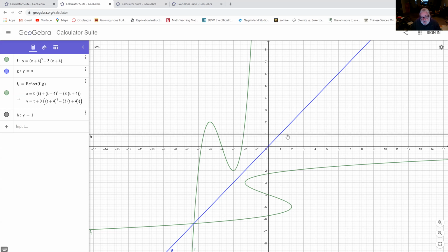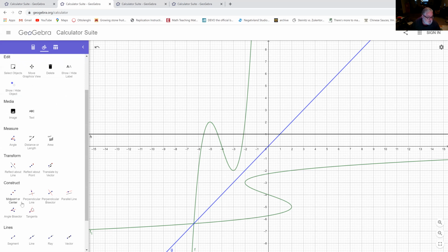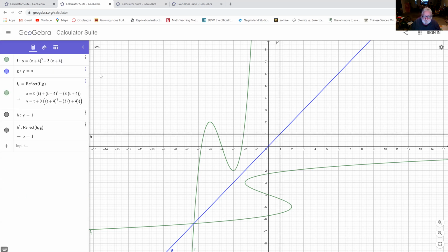In fact, if we flip a horizontal line over the line y equals x, I want to flip this line over that line, I get a vertical line. And this vertical line tells me that this green graph is not a function, because it's a vertical line that goes through the green graph in 3 different parts, one here, one here, and one here.